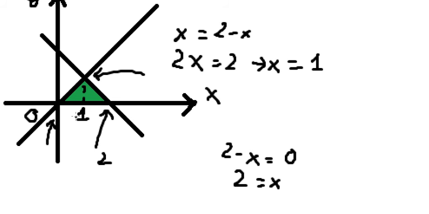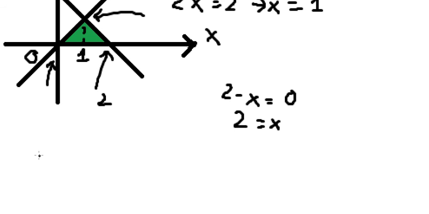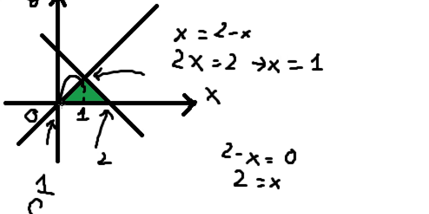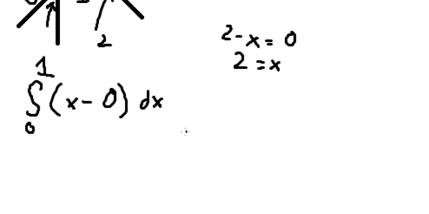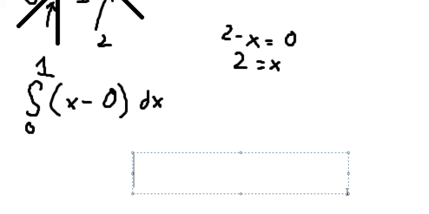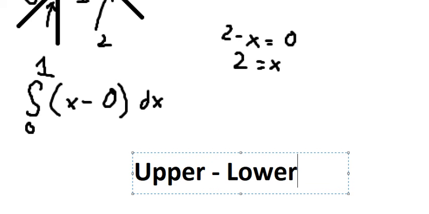And now we need to set up the integration in here. From 0 to number 1, we have y equals s above y equals number 0. So we will have the integral of s minus 0 ds, because we have the formula in here, that should be upper minus lower to calculate the area in here.